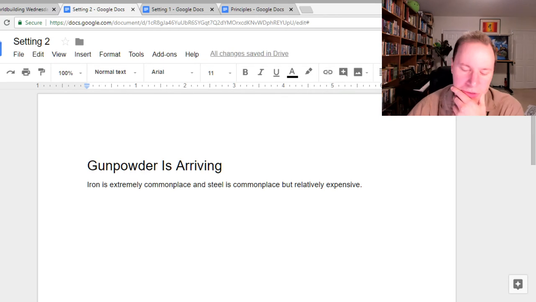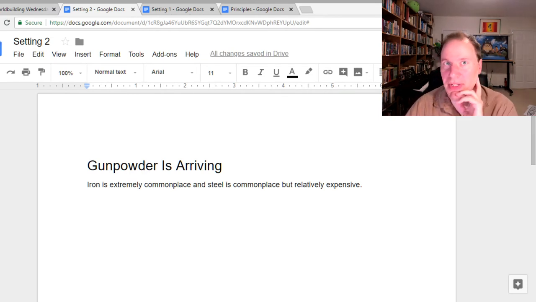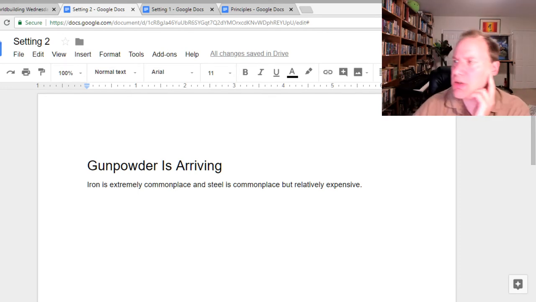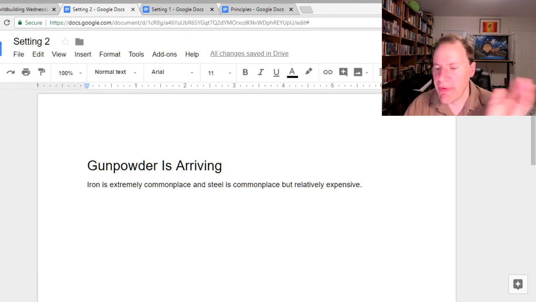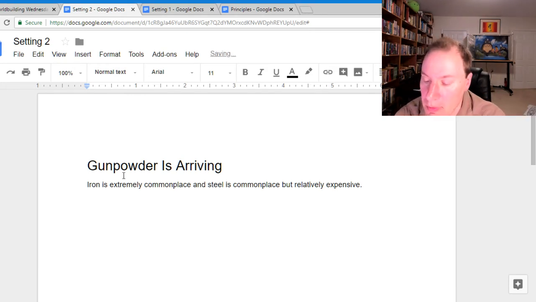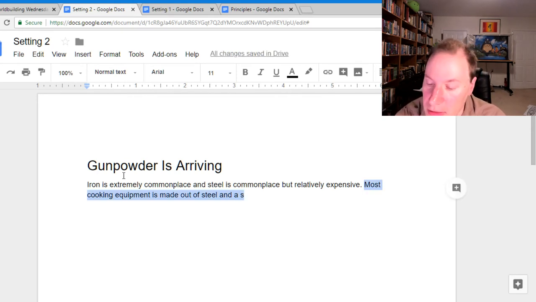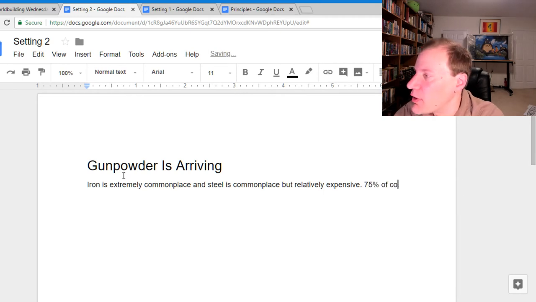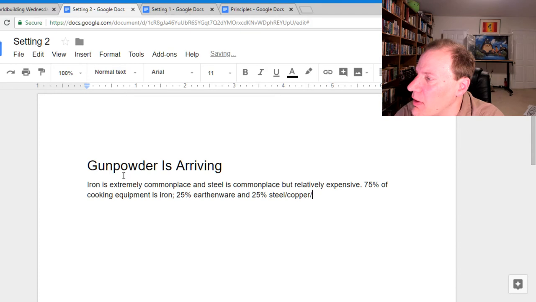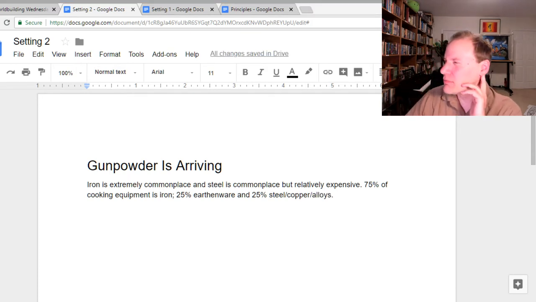You're not going to make steel playground equipment. But it's easy to find a steel sword. It's easy to find stuff made out of steel. So we would say most cooking equipment is made out of steel, and so we'll say maybe, let's say, 75% of cooking equipment is iron, 25% earthenware, because that never goes away, and 25% steel. Steel, copper, alloys. It's hard to cook with steel, you really want aluminum, things like along those lines.